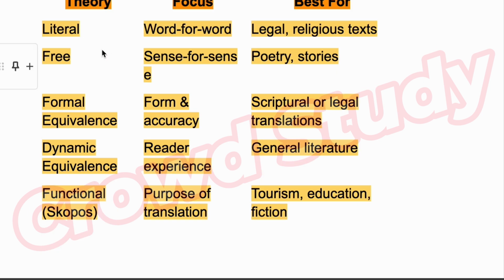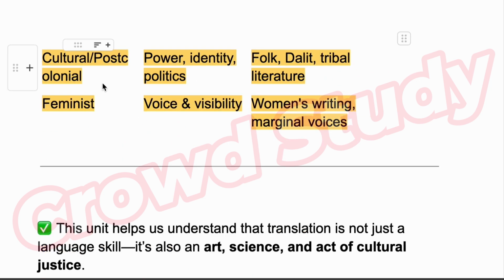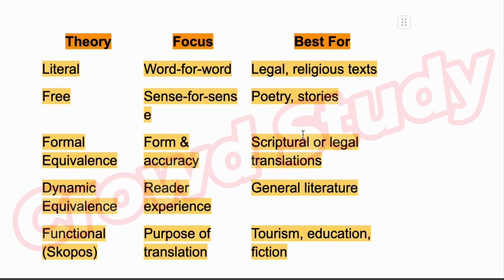In the conclusion, theory, focus, and best for. Literal: word-for-word, legal and religious texts. Free: sense-for-sense, poetry and stories. Formal equivalence: form and accuracy, spiritual or legal translation. Dynamic equivalence: reader experience, general literature. Function: purpose of translation, tourism, education, and fiction. Cultural and postcolonial: power, identity, politics, folk and tribal literature. Feminist: voice and visibility, women's writing, marginal voices. So it's like literal focuses on word for word, and best for legal religious texts. You can read it like this.